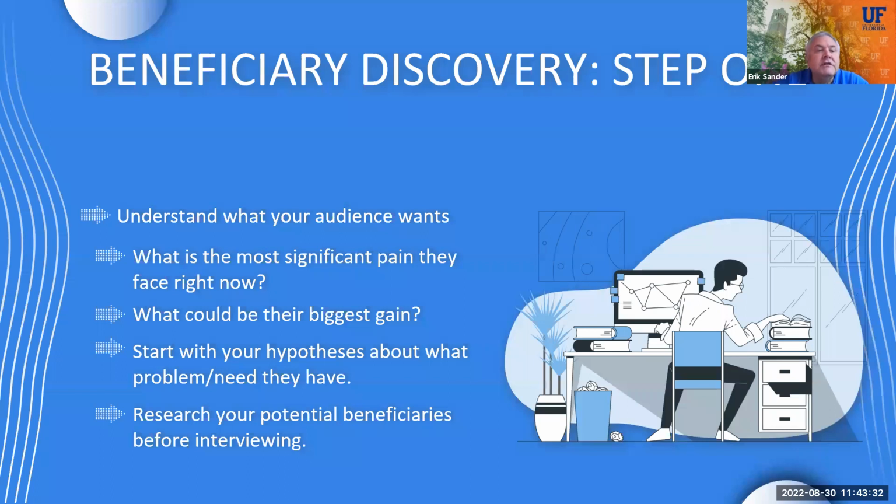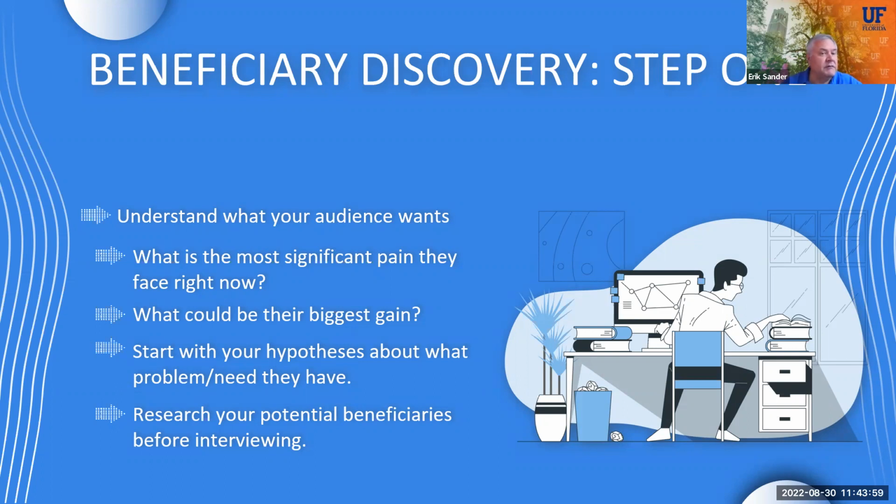So let's take this in a couple of steps. Okay, you now got some introduction to kind of the specifics of beneficiaries and so on. But let's look at this in a several step process. Okay. So the first step is really understanding what your audience wants. Okay. So, and this goes back to the value proposition canvas. What's the most significant pain that they're facing for each beneficiary?